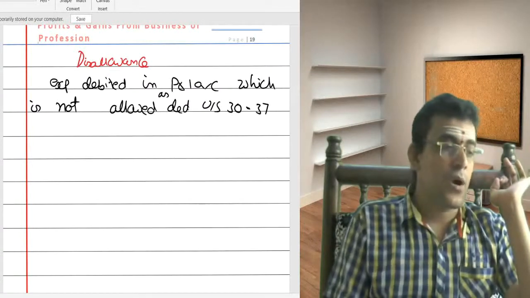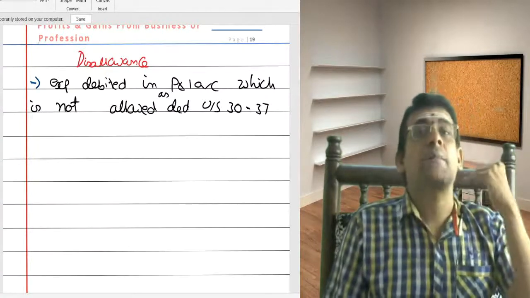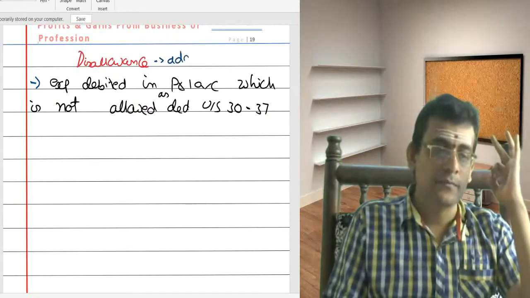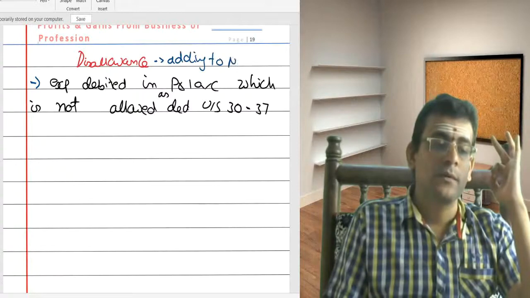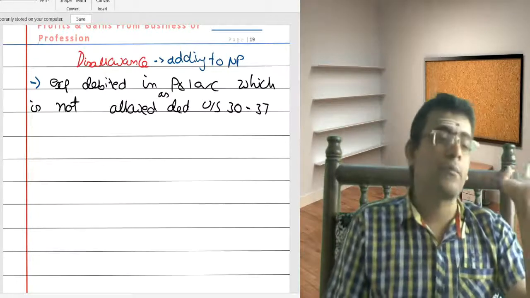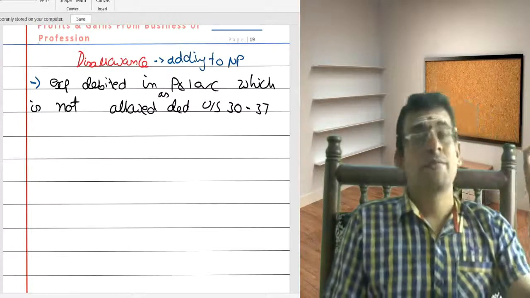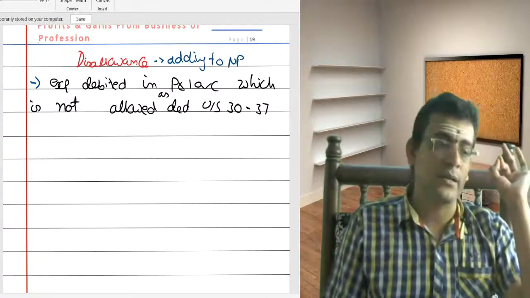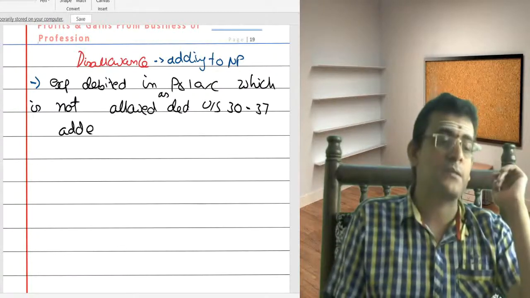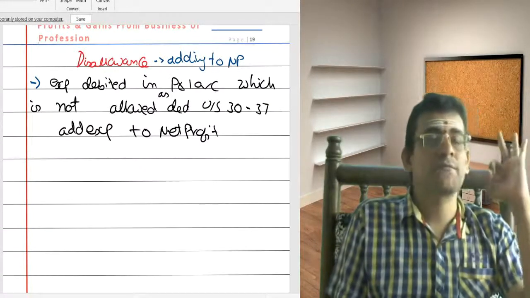If any of this sort of expenses is debited, then what do I have to do? Add back to the net profit. So in short, what is the meaning of disallowances? Adding to net profit. If I add that to net profit, I will call that a disallowance. Any expenses debited in the profit and loss account which are not allowed as deduction under 30 to 37, I need to disallow, that is, add to net profit. That's the first one.